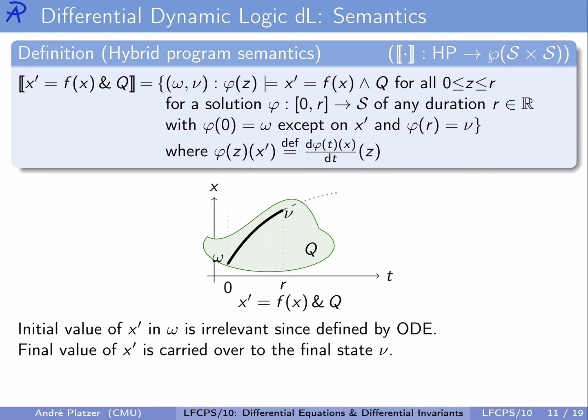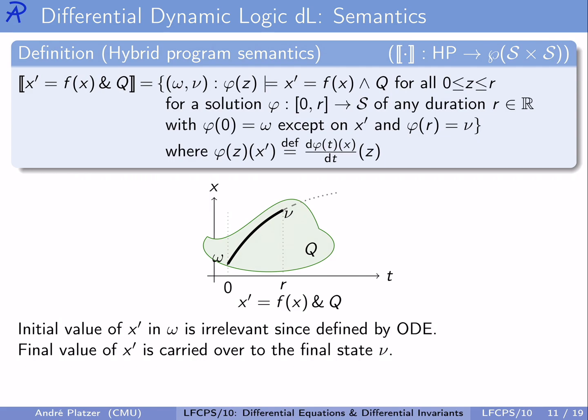And we also said that the initial value of x prime is irrelevant because now we're supposed to follow x prime equals f of x even if x prime wasn't f of x yet in the initial state, but also the state that comes out of it at the end still carries the last value of x prime forward into the future in case we need to repeat it. All of this setup was actually very important.